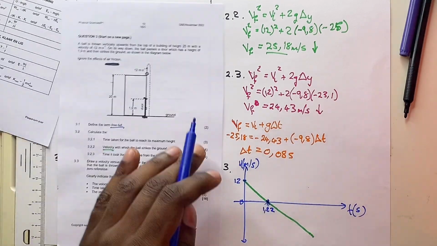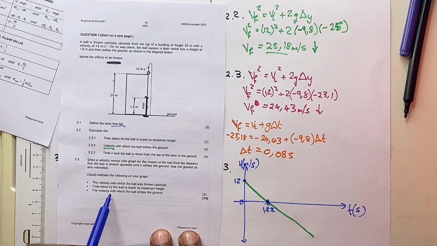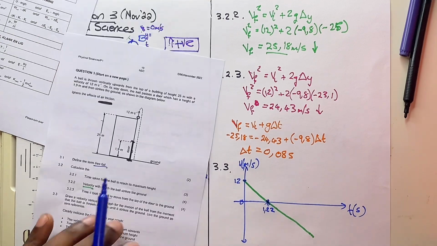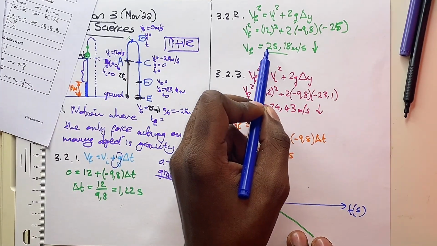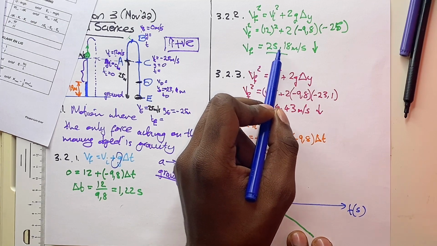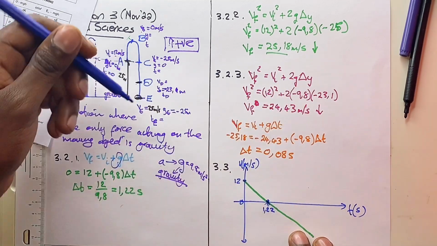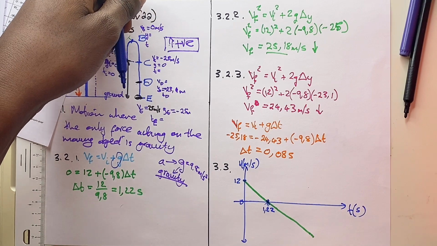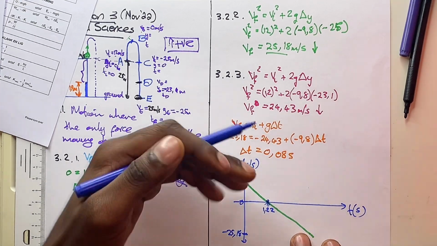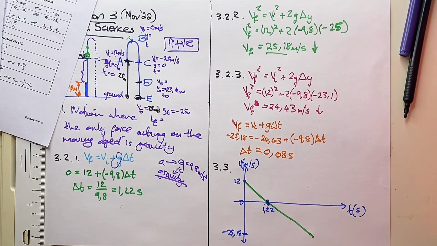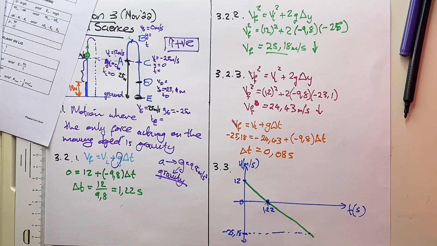Now they also want us to show the velocity at which the ball strikes the ground. Now when it hits the ground, we calculated that it hits the ground at 25.18. But remember, it hit that 25.18 moving downwards. So that 25.18 becomes negative. It is below the x-axis. So it will be somewhere there.